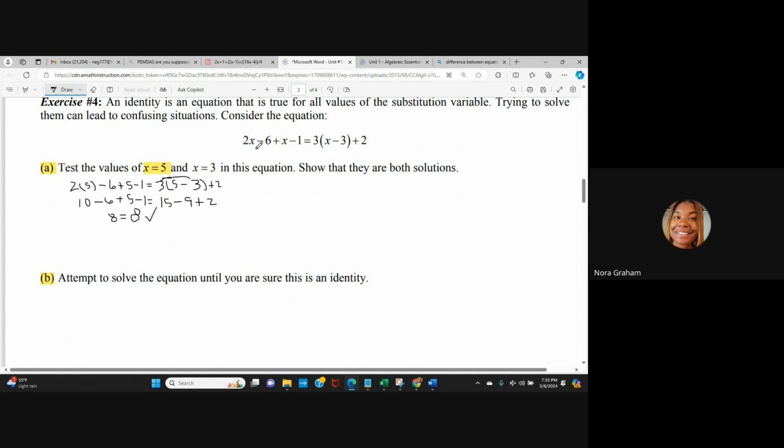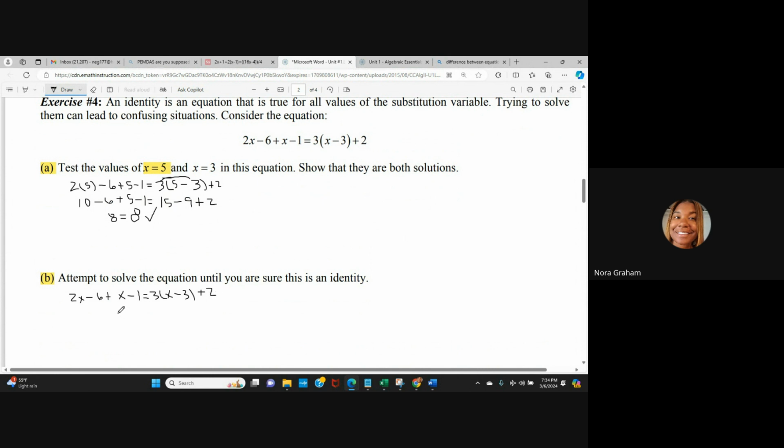So, excuse me, we're just going to try to solve this for x and see when we get something that looks like an identity, or when both sides are equal. All right. So I have 2x minus 6 plus x minus 1 equals 3 times x minus 3 plus 2. All right. Sorry, it took me forever and a day to write that out.